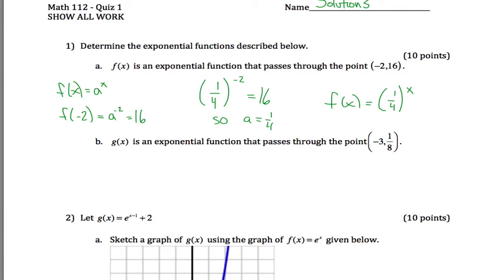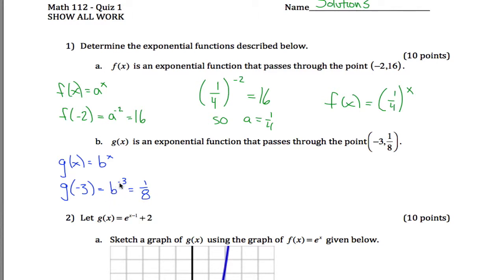We kind of do those same methodologies down here. G of x, maybe I'll call it b to the x now. And we know that g of negative 3 equals 1/8. So b to the negative 3 power is 1/8. So the question is, what is b? What do you raise to the negative 3 power to get 1/8?